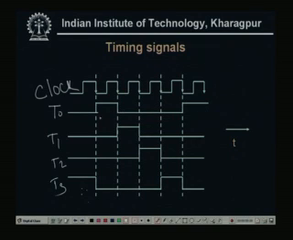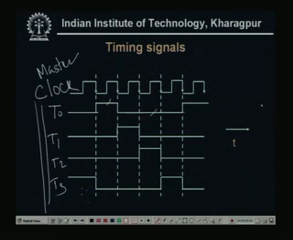So, this is one type of signal: one clock has an on period and an off period. Similarly, T1 is a different one, T2 is another type and T3 is a different type. So, these are generated from this master clock, and this is another task of the control unit.